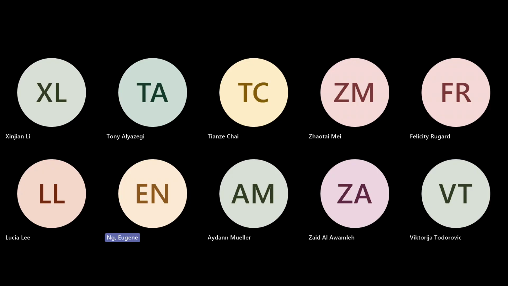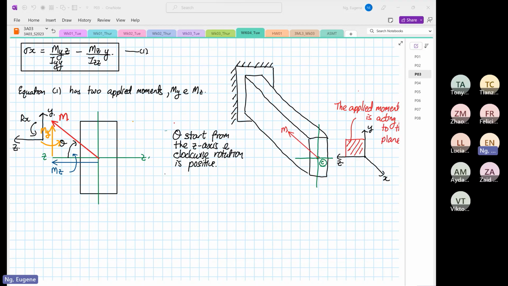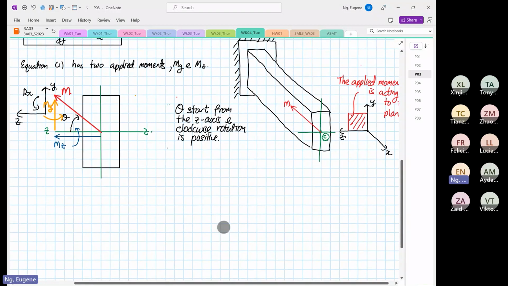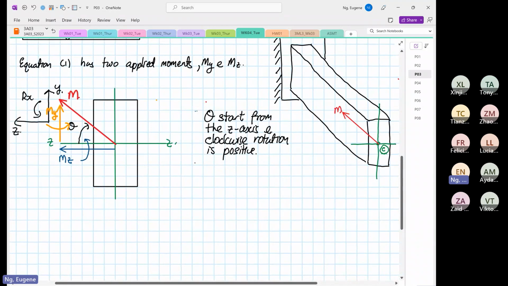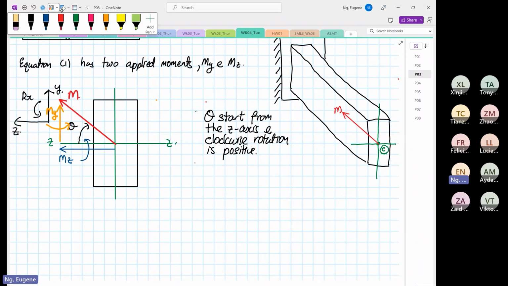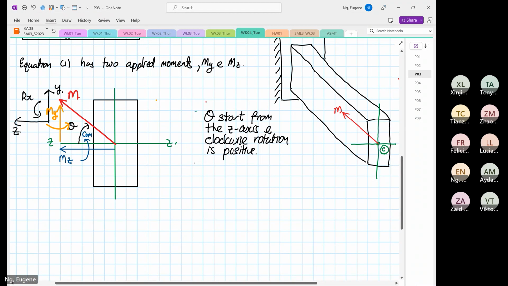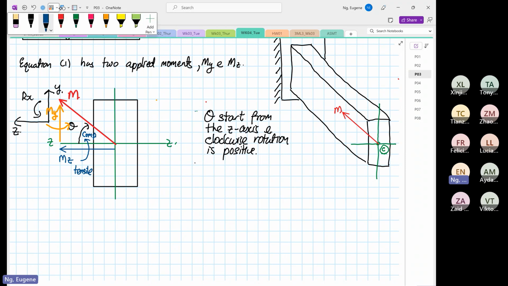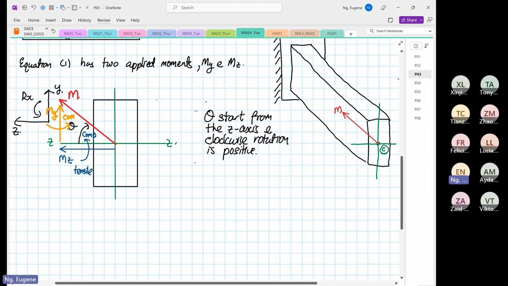Okay, so we spoke about the moment vector. By looking at Mz, we know that the head of the moment vector is compression. The tail end is tensile. And you also look at the moment vector for My. The head end is in compression. The tail end is in tensile.